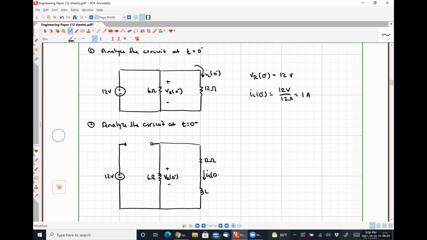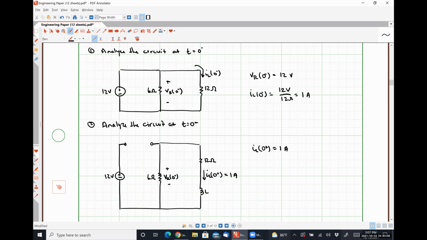that this current IL at 0 plus is equal to 1 amp. The reason that we know that is because the current through an inductor cannot change abruptly. So whatever value the inductor current had at t equals 0 minus, it must have at t equals 0 plus, or we have violated the laws of physics. All right. So I can say definitively IL at 0 plus is equal to 1 amp.